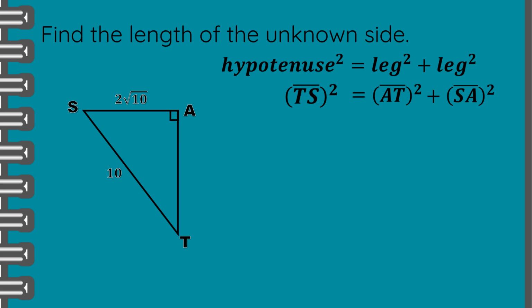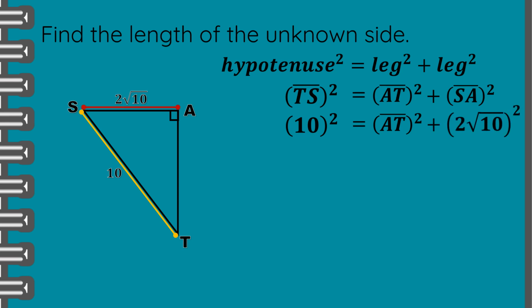Segment TS, based on the given, is 10 units long, equals segment AT is the unknown, and segment SA is 2 square root of 10. The square of 10 is 100, equals the square of segment AT, and the square of 2 is 4, and the square of the square root of 10 is 10. That leads us to 4 times 10.